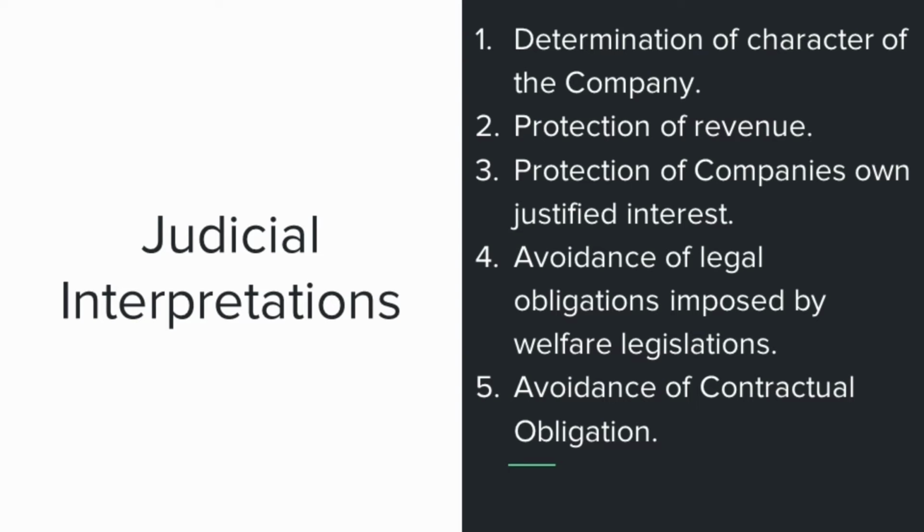Here there is one case, Daimler Company Limited versus Continental Tyre and Rubber Company. Here what happened is that a company was incorporated in England for the purpose of selling tires manufactured in Germany by a German company.